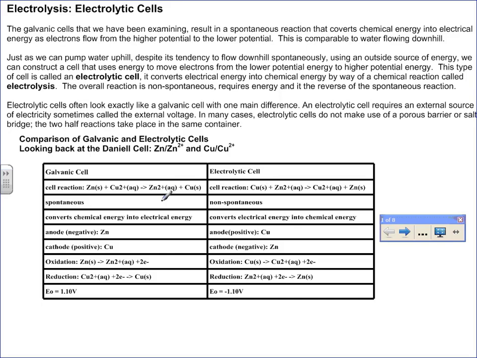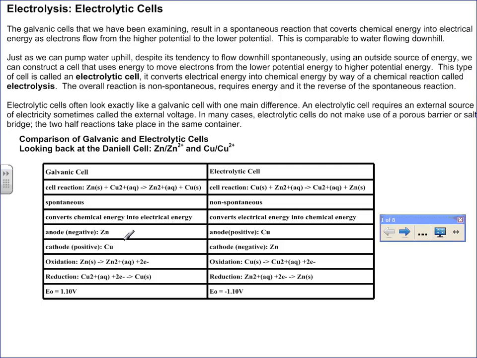So a galvanic cell is spontaneous, it occurs naturally, while an electrolytic cell is non-spontaneous. In a galvanic cell, we've got chemical energy and we're converting it into electrical energy. In an electrolytic cell, we're applying electrical energy to convert it to chemical energy.